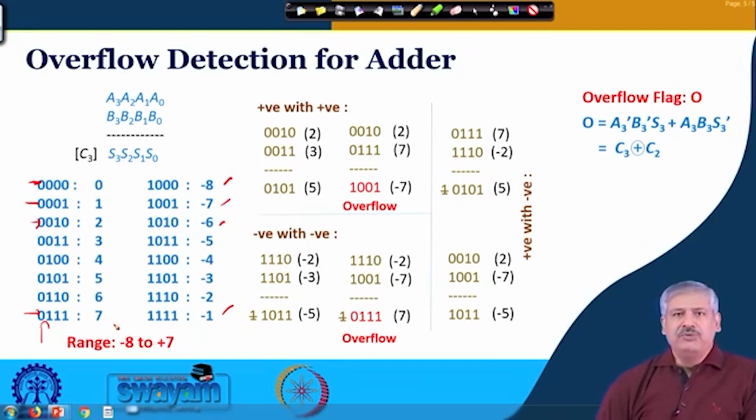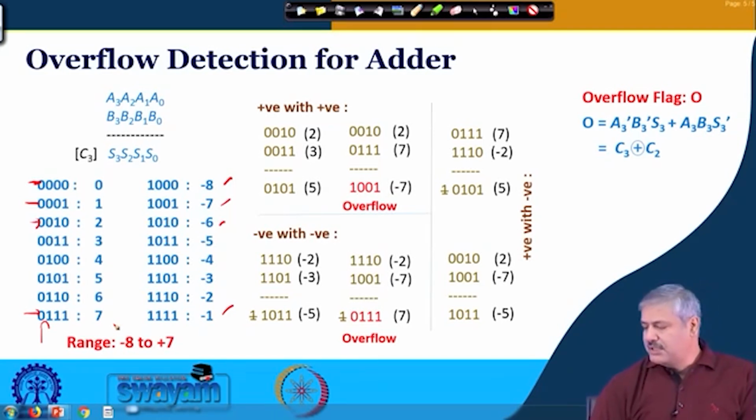But when we are adding a positive number with negative number, if the positive number and the negative number to begin with are within range, of course, the result will be within the range, because one is getting subtracted. So, magnitude will be within the range. So, we do not have a case of overflow when we are having a positive number added with a negative number. Positive number added with positive and negative number added with negative, there could be possible cases of overflow.